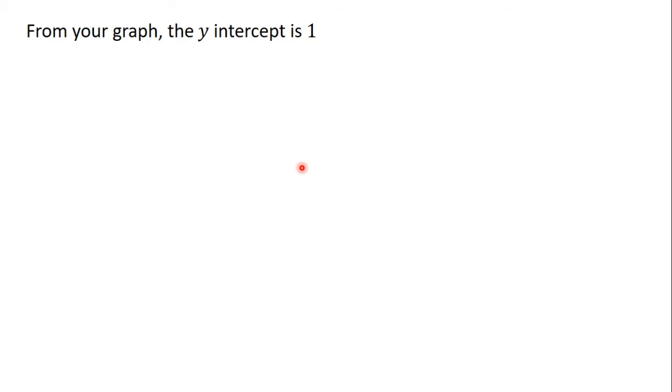So when we use the equation, we got the y-intercept as 1. And also, when we used the graph, we are having the y-intercept as 1. In the next video, we are going to use the graph to find the gradient of the straight line. So see you in the next video and let's continue solving the question.